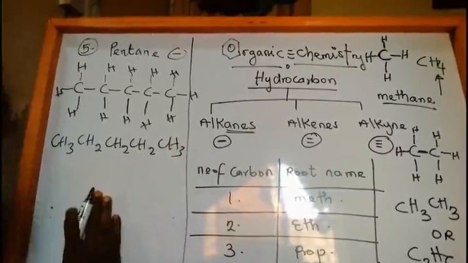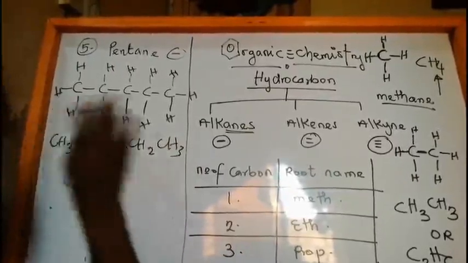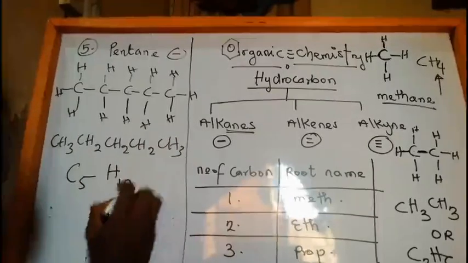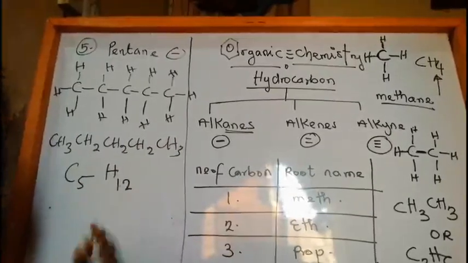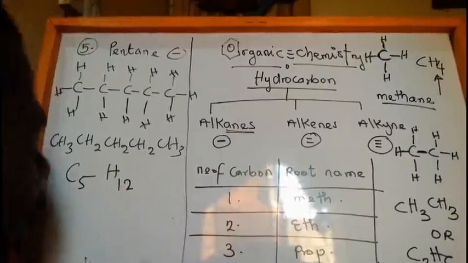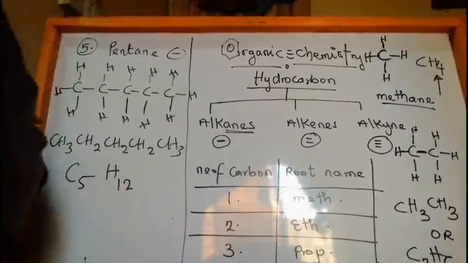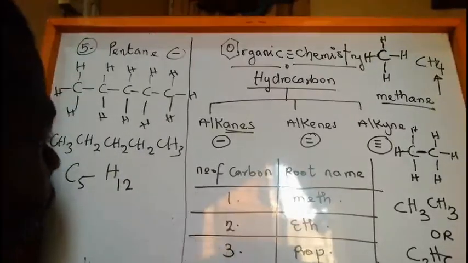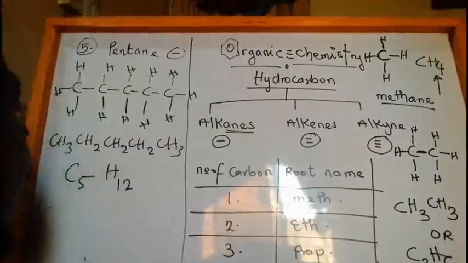Or I count the total number of carbon, C5. Total number of hydrogen there is 12. So this is the pentane. So that is that for alkanes. You can do the same thing for any of the alkanes, given a number of carbon to be definite.